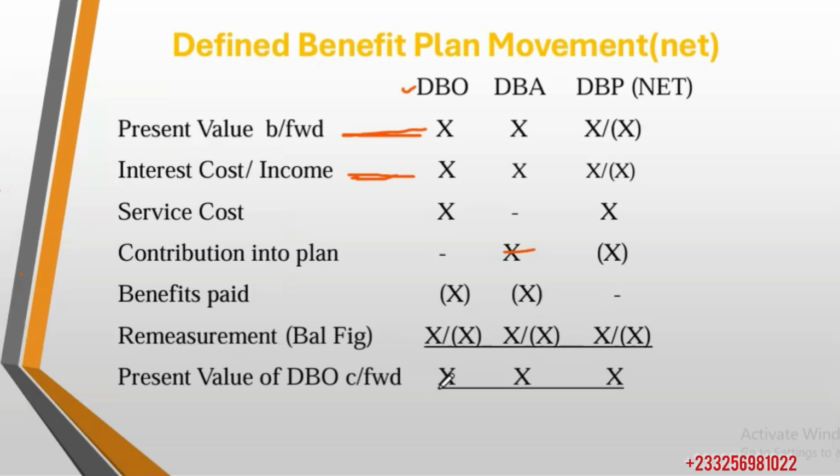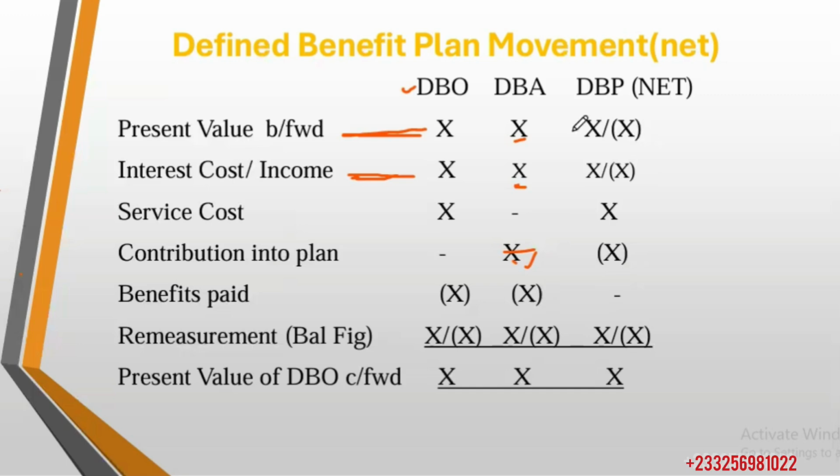Then we do remeasurement, okay. So that's the same thing here. When it comes to the asset, it's the same thing. You bring the opening asset, then you apply the rate on the opening balance, and that gives you interest income. Service cost doesn't affect the asset, it affects only what? The obligation. Okay. And then the contribution paid into the fund or into the plan also does not affect the obligation. It affects only the asset. And we said benefit paid out affects both the asset and what? The liability. So that's it.